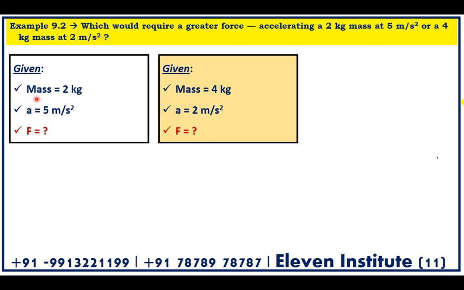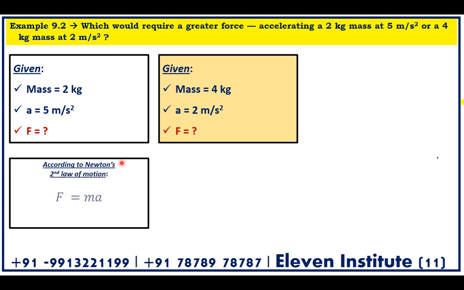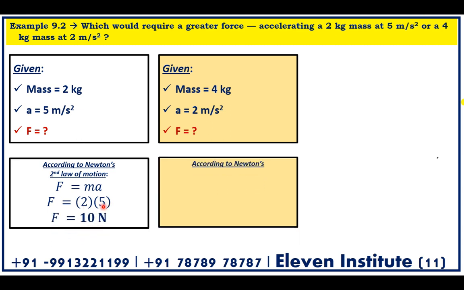So simple, mass and acceleration are given to us. What we have to do is F is equal to ma, right? So F is equal to m into a according to Newton's second law of motion. Here mass is 2 kilograms, acceleration is 5. So 5 twos are 10 newtons. Same thing we shall apply over here also, right? According to Newton's second law of motion, F is equal to ma. Here mass is 4, acceleration is 2. 4 twos are 8 newtons. Clearly we can see that more force is required over here.